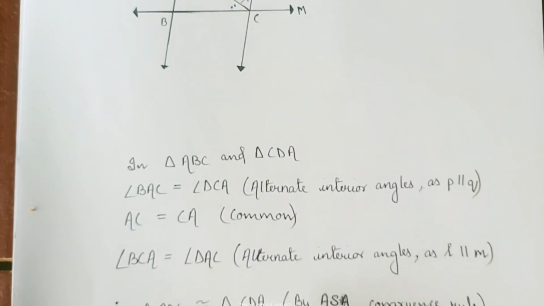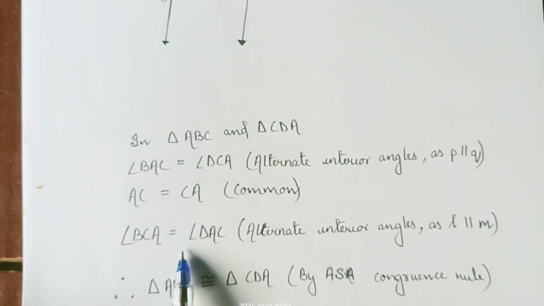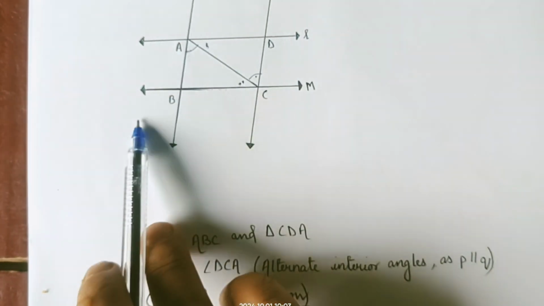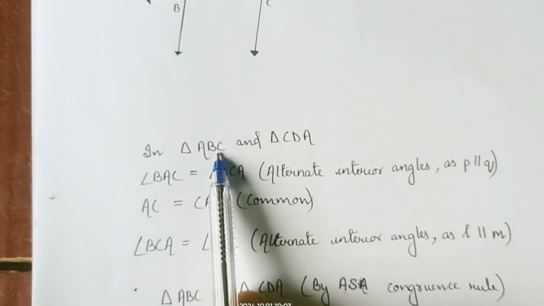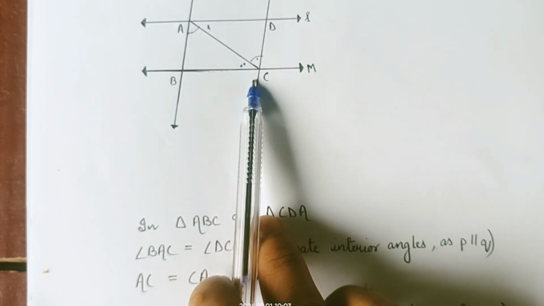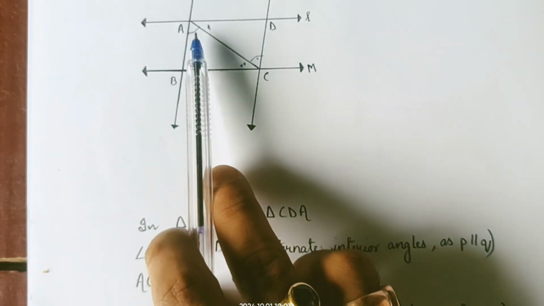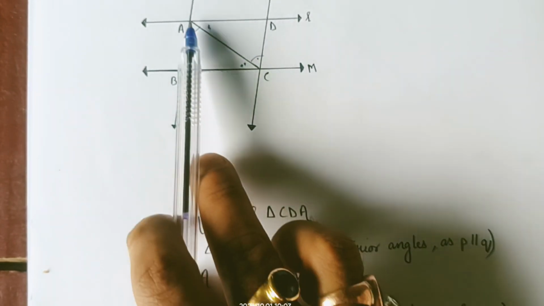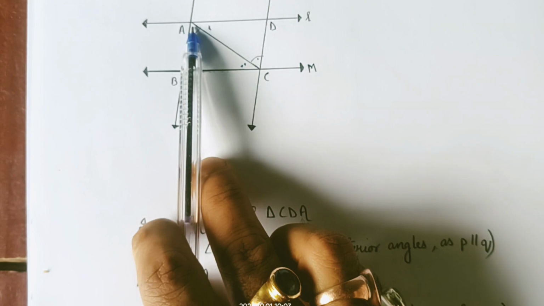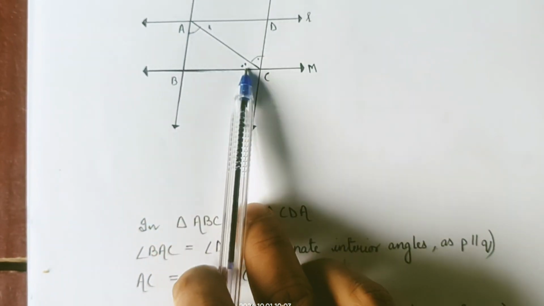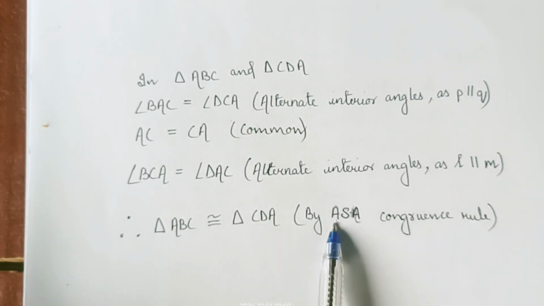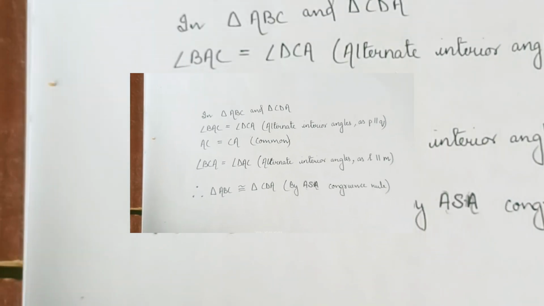Triangles are congruent, so here in the third line you can write angle BCA equal to angle DAC, alternate interior angles, as L is parallel to M. You can write here in triangle ABC and CDA, angle BAC equal to angle DCA, alternate interior angles, AC equal to AC as they are common, and angle BCA equal to DAC, again alternate interior angles. Therefore triangles are congruent by angle side angle congruence rule.